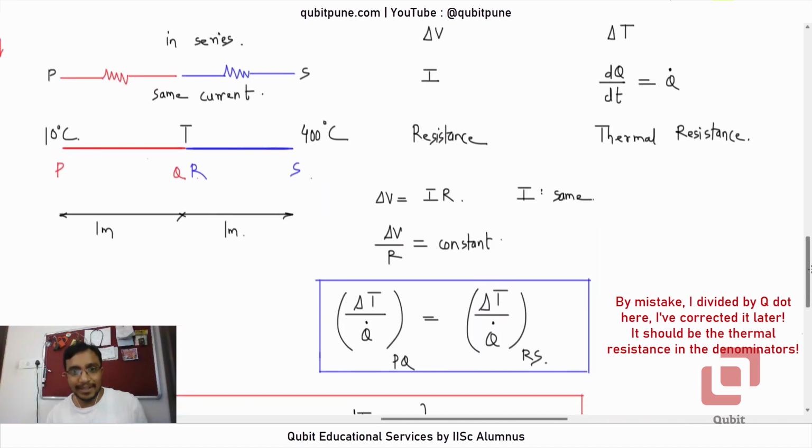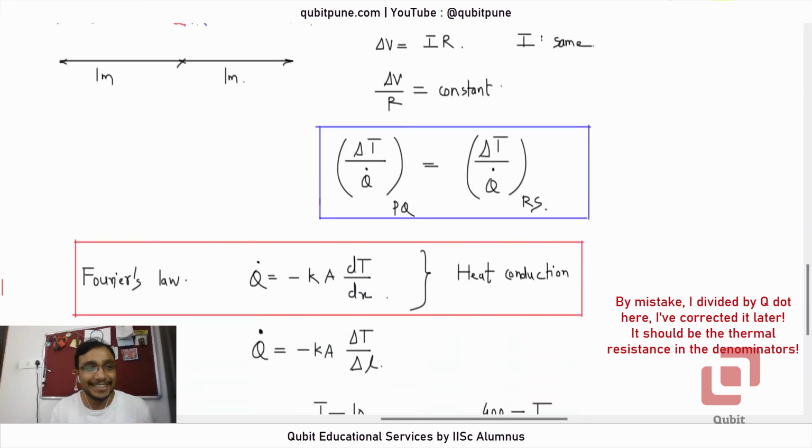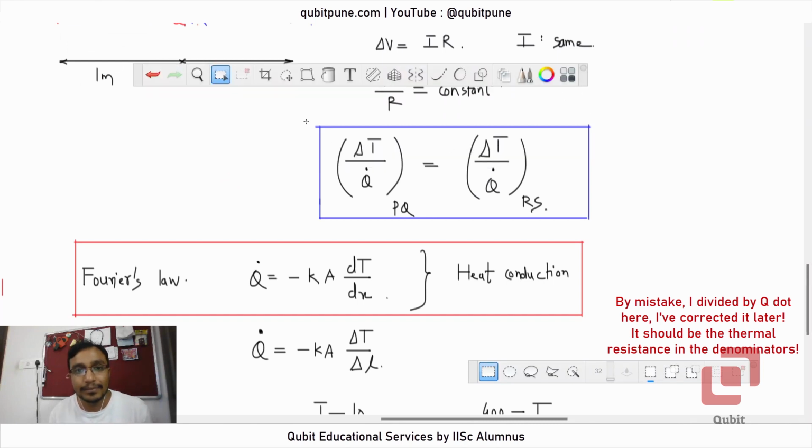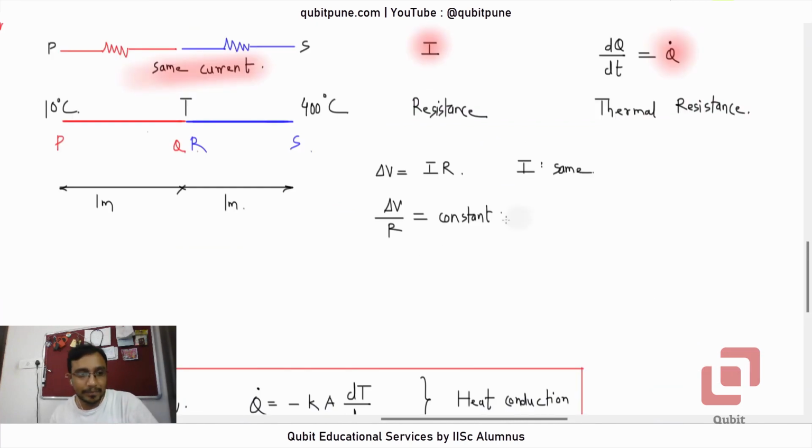Sorry, my bad. I took the incorrect equation. I should have equated dQ by dt. Q dot is the current, right? Current is the same in series. So I should have equated Q dot and not delta T by Q dot. Delta V by R is constant, that is right, but I incorrectly said that resistance is Q dot. Current is constant, I is the same. But what is current? Q dot. So Q dot PQ is equal to Q dot RS.